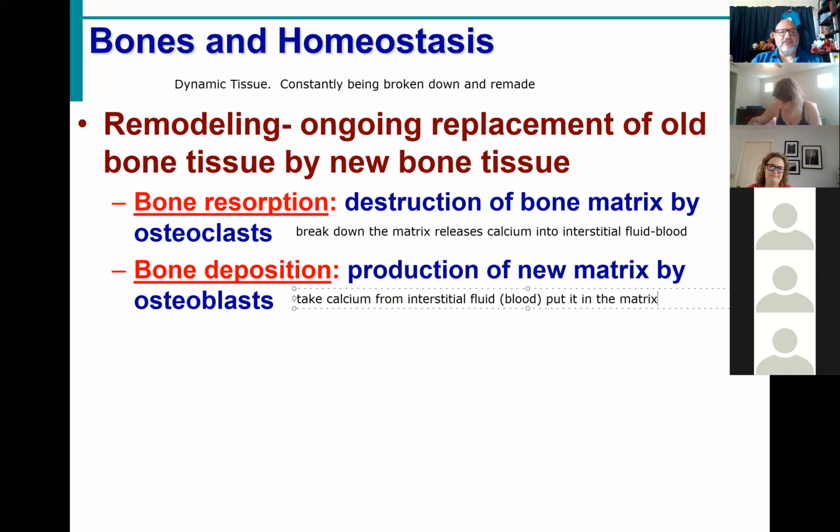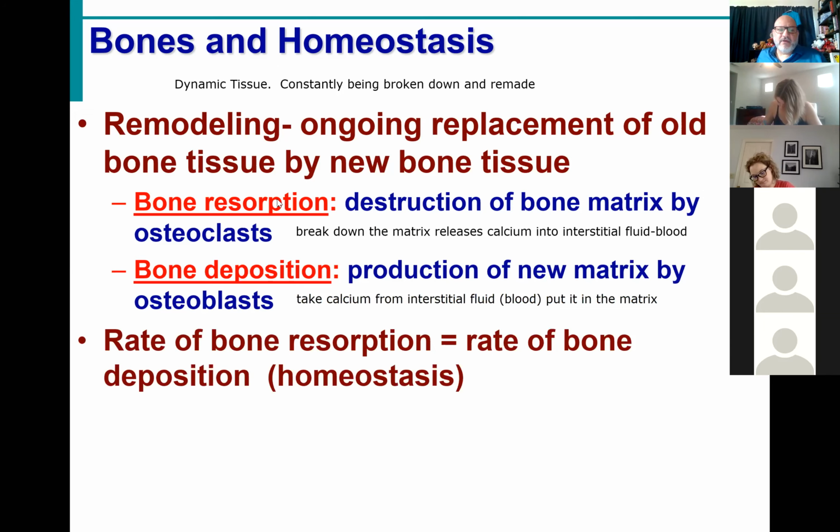These are the easy questions. If our goal is to maintain balance and homeostasis, absolutely, they should be the same. The same rate that we are breaking down bone, we should be building bone. And as long as these are occurring at the same rate, the overall amount of bone density we have stays the same. So to maintain homeostasis, the rate of resorption and the rate of deposition should be equal.